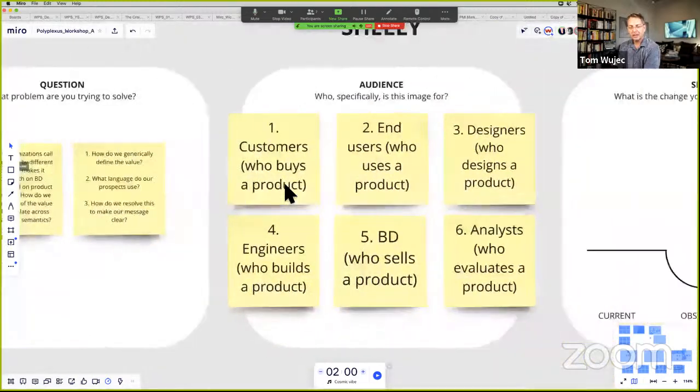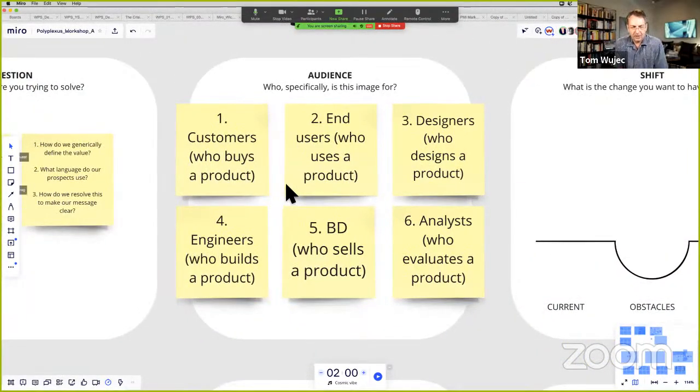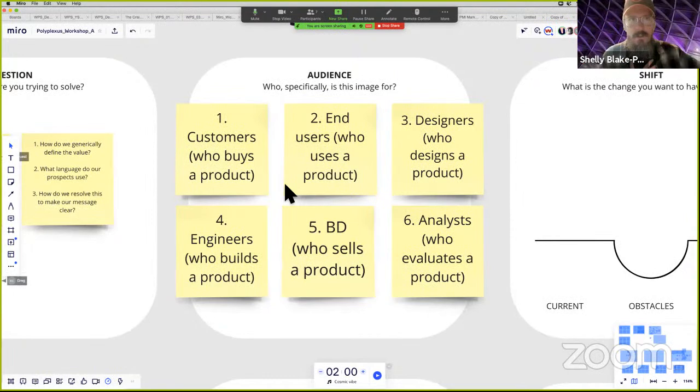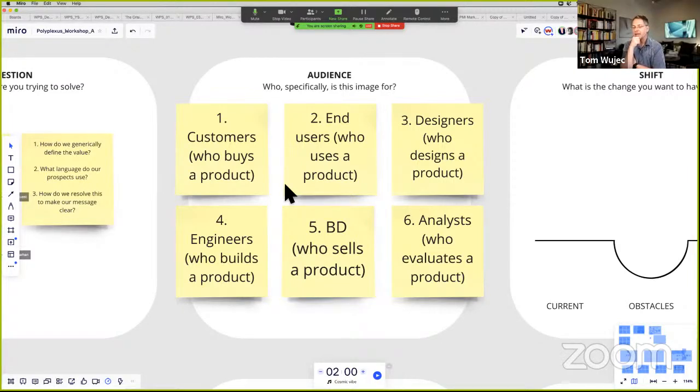And Shelly, you've got six here. Who can you quickly describe? Yeah, so these are the personas in that product lifecycle. Customers who pay for it, end users who use it, designers who design it, engineers who build it, BD who sells it, and analysts who evaluate whether it works or not. Nice. So you could also do a 2x2 matrix that illustrates the difficulty and the impact. But for now, let's leave it. I don't think we need to do that now.